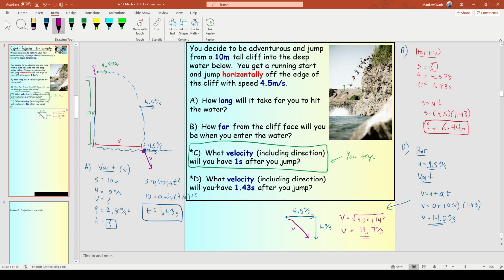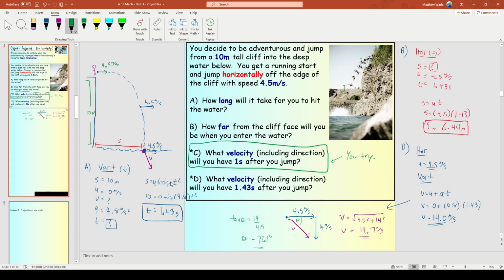It also wanted to know the direction. The direction is just going to be given by theta, and just go for it. Tan theta is equal to 14 over 4.5. So theta is, shift tan, open bracket, 14 divided by 4.5, 72.1.